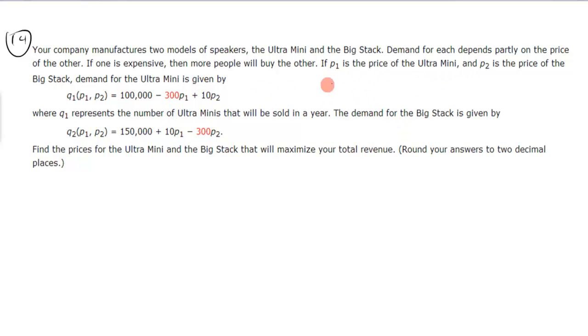So what they're telling you here, P1 is the price of the Ultra Mini. P2 is the price of the big stack. And demand for the Ultra Mini is defined by Q1. So the demand is dependent on the price of the Mini and the big. And similarly, the demand for the big stack, Q2, is dependent on the price of the Mini and the price of the big. So as a company, you don't want to set your prices too close, because then no one will buy your low-end stuff. So the question here is, what will maximize our total revenue?